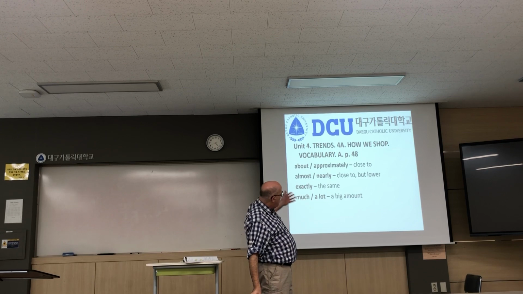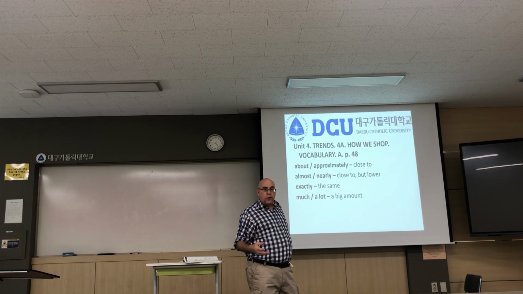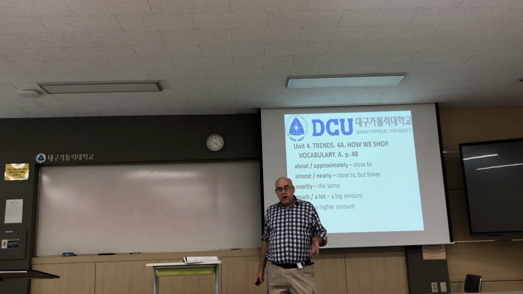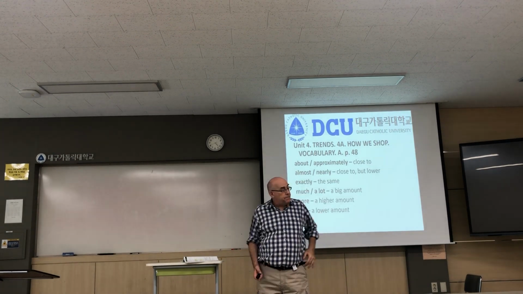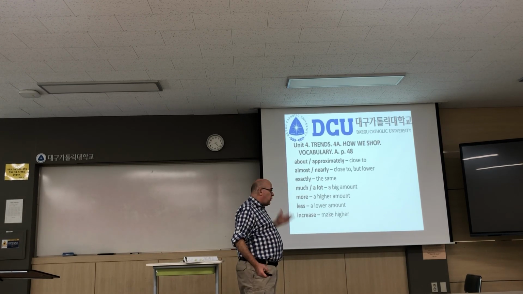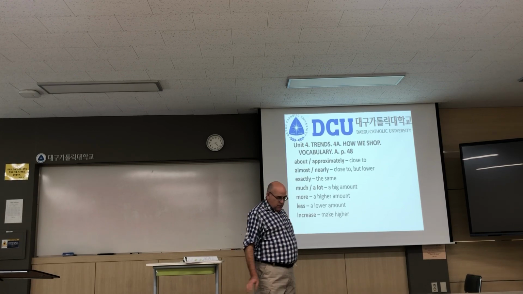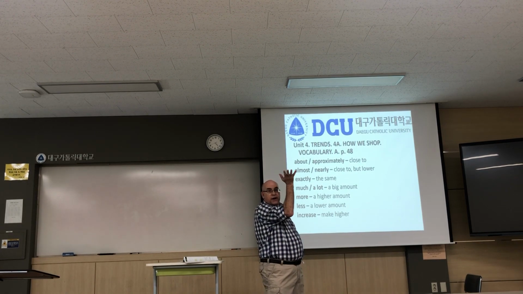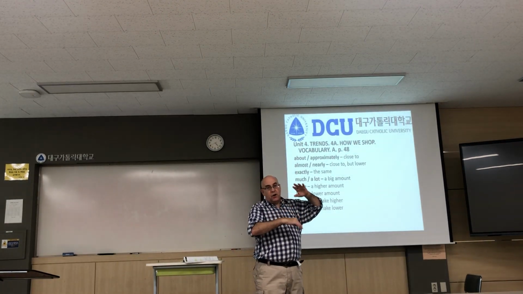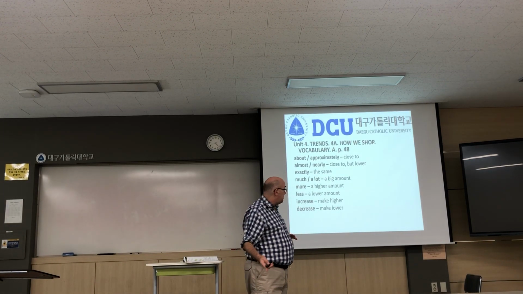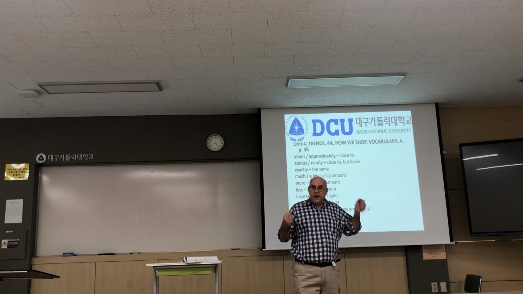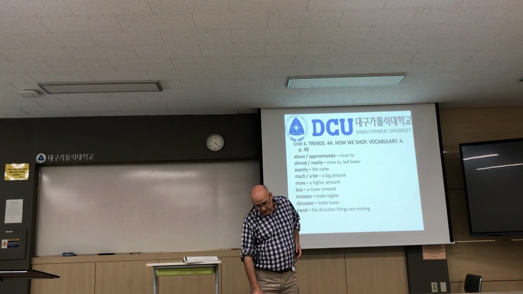Much, a lot, is a big amount. So like a Ferrari costs a lot of money. More, a higher amount. A Ferrari costs more money than a Hyundai. Less, a lower amount. So a Hyundai costs less money than a Ferrari. Increase, make higher. So if you have a C, you want to increase your grade to a B. And decrease is make lower. If you have an A, you do not want to decrease your grade to a B or a C. Trend, the direction things are moving. The trend is for more and more people in the world to be learning English. It's the global language.